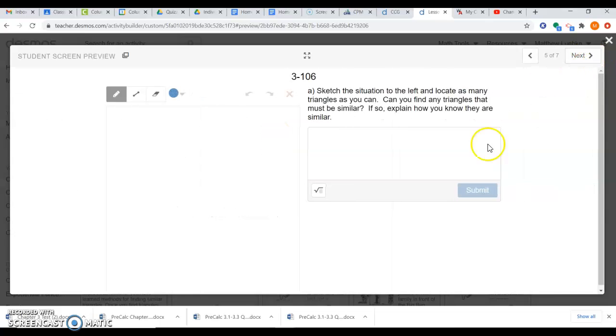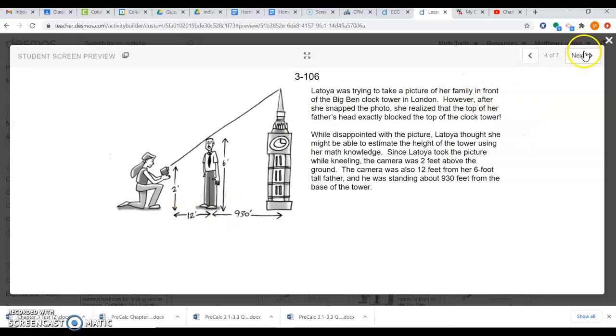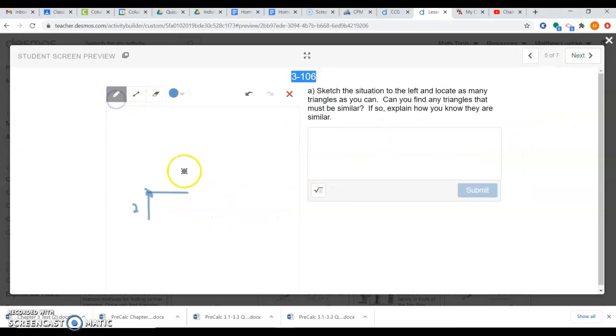Okay, so now we're going to go to the next one, and we're going to have to sketch this situation into similar triangles and try to evaluate how we could tell that the triangles must be similar. So the first thing I like to see is the camera. We can say the camera was right here, and if I can draw a decent dot there. The camera was right there, and that was 2 feet off the ground. Then we had 12 feet, I believe, between the camera and her father. So 12 feet between her and the father. And then the dad is right here.